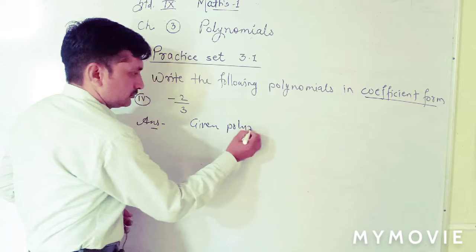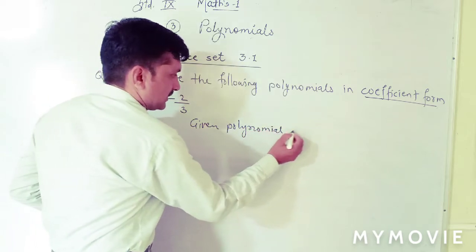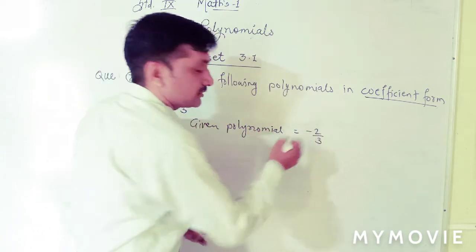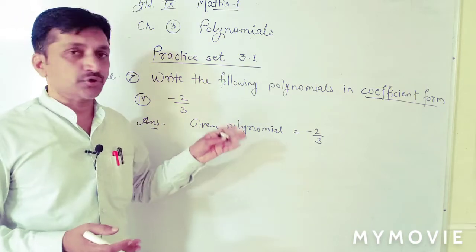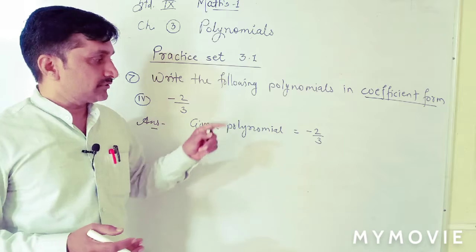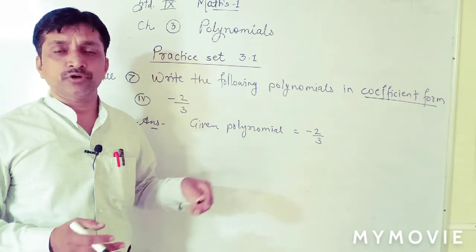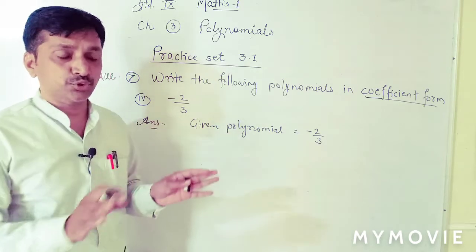The given polynomial is equal to minus 2 upon 3. This is a constant polynomial. And the power or index of a constant polynomial is 0. If it is a single term, standard form is also the same. No need to write again.